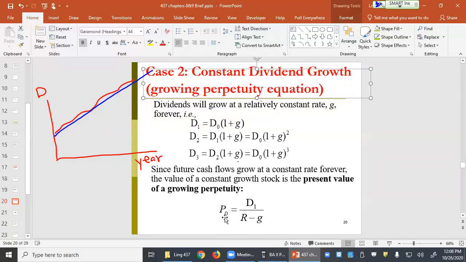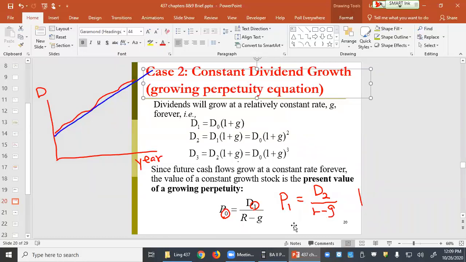P0 is calculated as D1 divided by R minus G. So pay attention to this equation. If you're solving for P0, we need to make sure to enter D1 in the numerator. That implies if we're solving for P1 instead of P0, what do we need to plug in as the numerator? The dividend needs to be the period after the price. It has to be D2. Then the denominator remains the same, so we divide by R minus G.